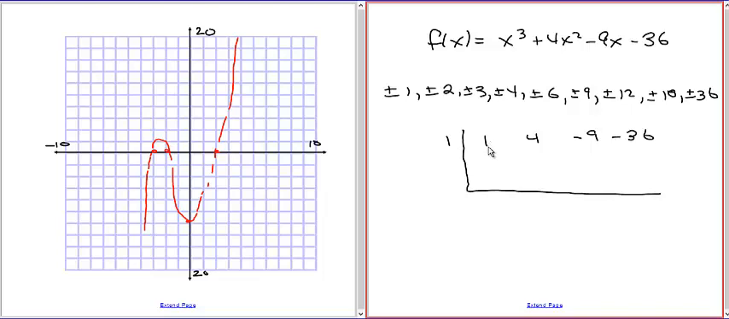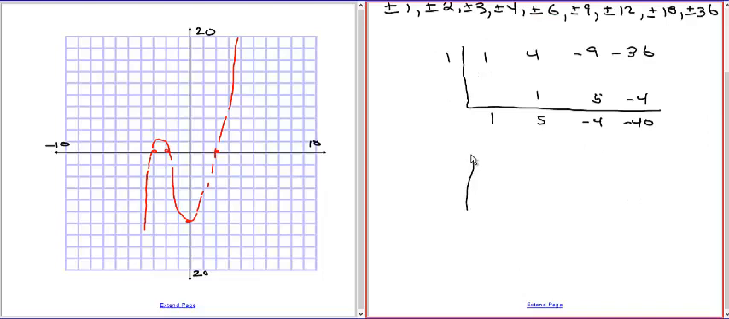Let's try 1. So bring the 1 down. 1 times 1 is 1. 4 plus 1 is 5. 1 times 5 is 5. Negative 9 plus 5 is negative 4. 1 times negative 4 is negative 4. And yeah, those two together, you get negative 40. Okay, so let's try 2.